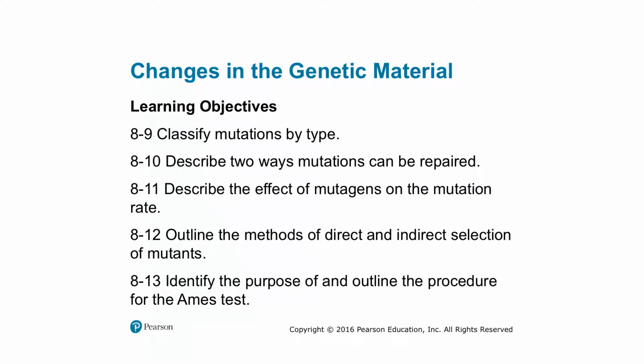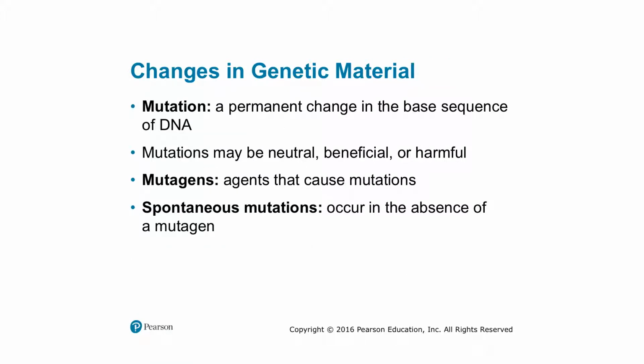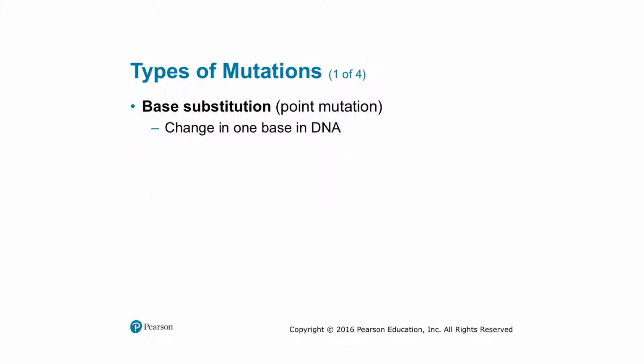So let's talk about how we get changes in the genetic material. A mutation is a permanent change in the base sequence of DNA, and mutations can be neutral, beneficial, or harmful. Mutagens are agents that are going to cause mutations. We also have spontaneous mutations that occur in the absence of a mutagen.